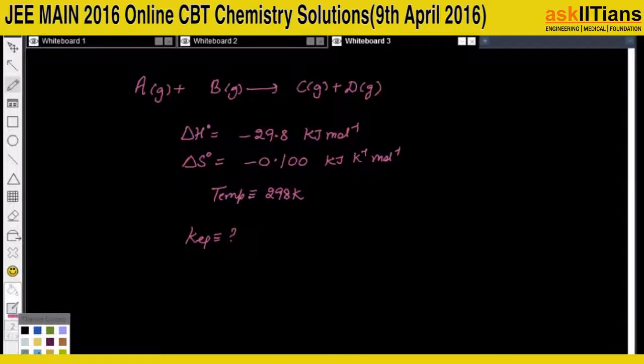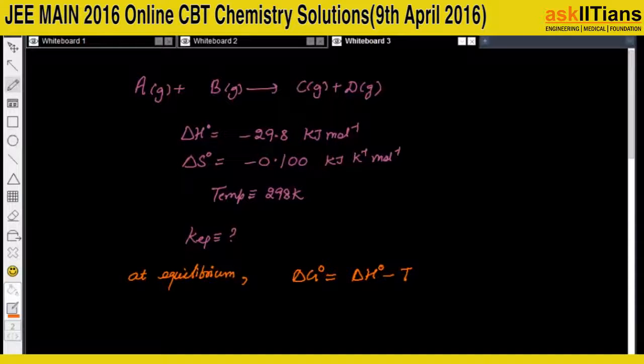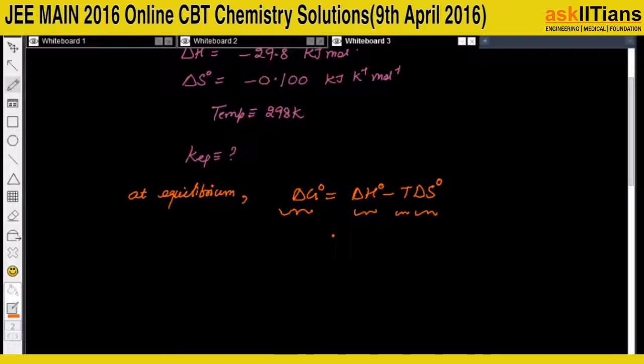Fine. Moving with the options and the answers, I can very easily say that if I am considering a situation at equilibrium, I can say that delta G naught is nothing but delta H naught minus T delta S naught, where delta G naught is Gibbs free energy, delta H is enthalpy, T is the temperature in Kelvin, and delta S is entropy. Also we know one thing, that delta G is equal to delta G naught plus RT ln K equilibrium, where delta G is the Gibbs free energy at any particular temperature.